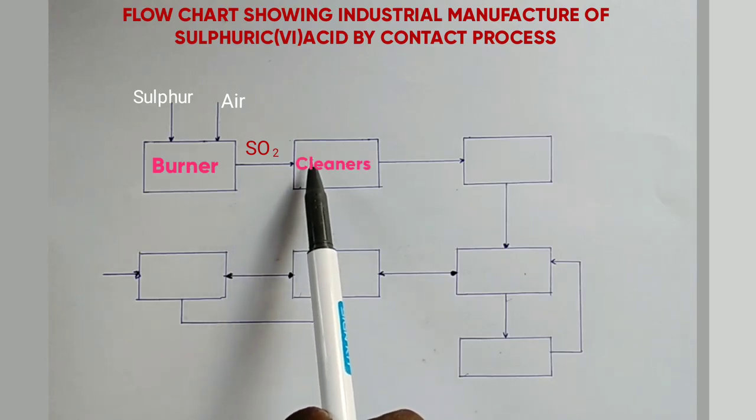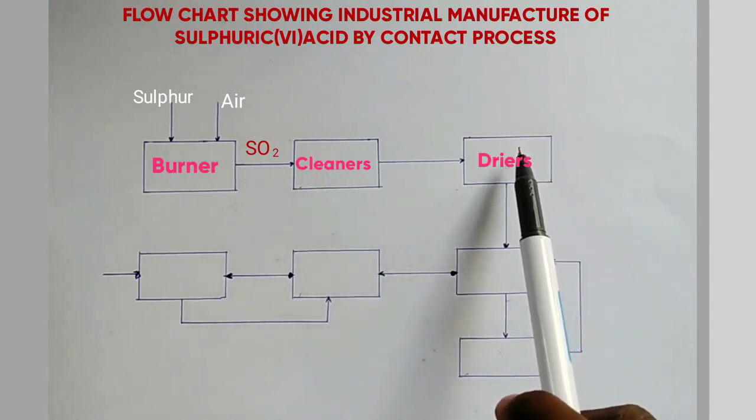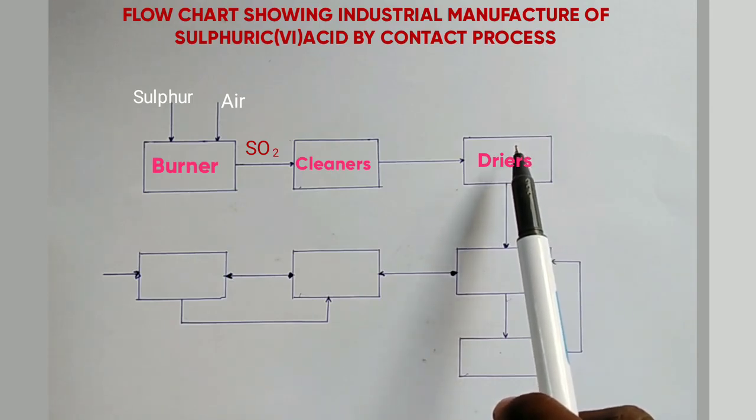The reason for removing dust particles is to prevent poisoning of the catalyst. Then after that, it's pumped to the dryer. The dryer contains concentrated sulfuric acid, which is used to dry the gas mixture by removing water vapor, because the gas is highly soluble in water.